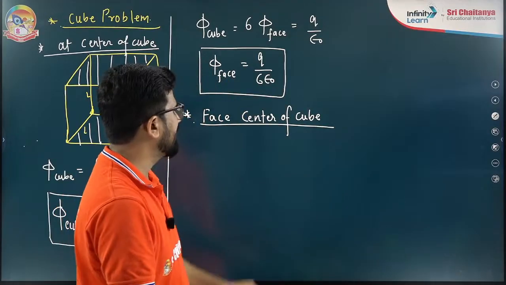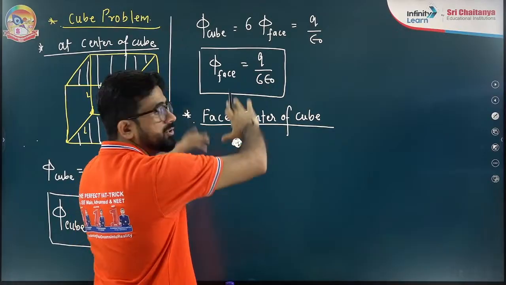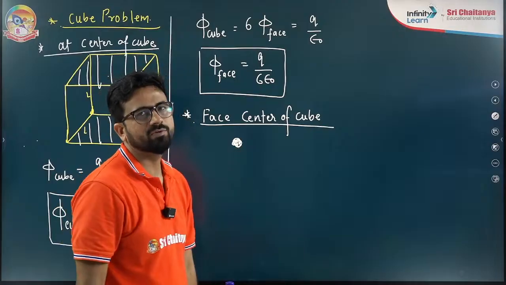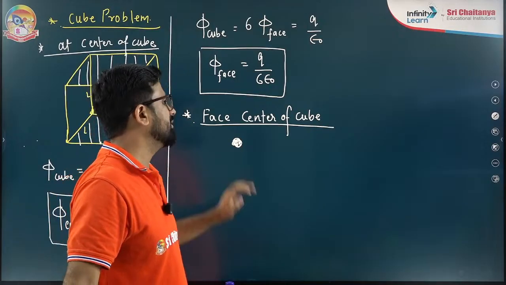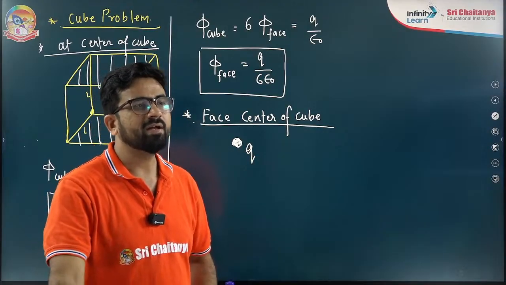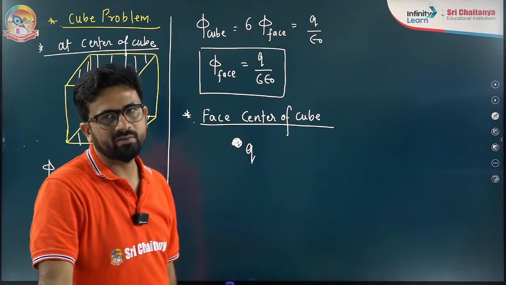Suppose one charge is placed here, at this place. This wall is there, and this is the center of this wall. So I am assuming the charge is here. So it is placed at the face center. What do we call it? Face center, beta. So the charge is placed at the face center.